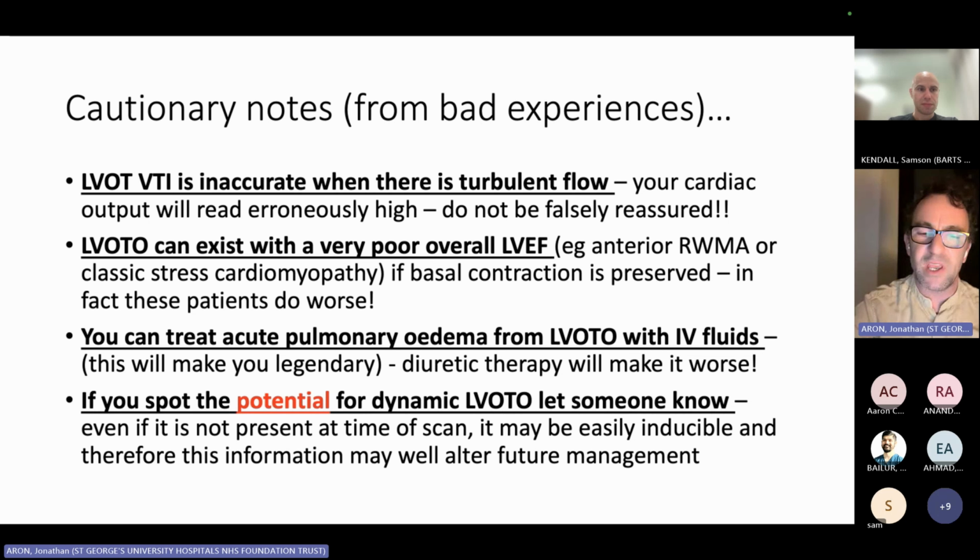So if you see all the risk factors that we've talked about, please make the point that this patient could develop it under a certain set of physiological circumstances. And those physiological circumstances should be avoided at all costs. And indeed, if the patient develops a shock state, another echo is required to make sure it's not obstruction.